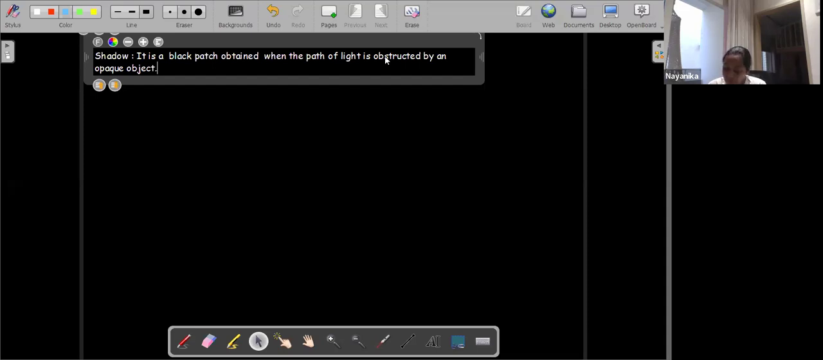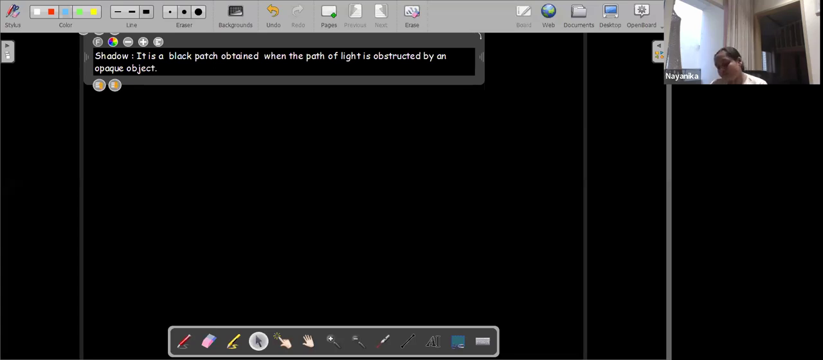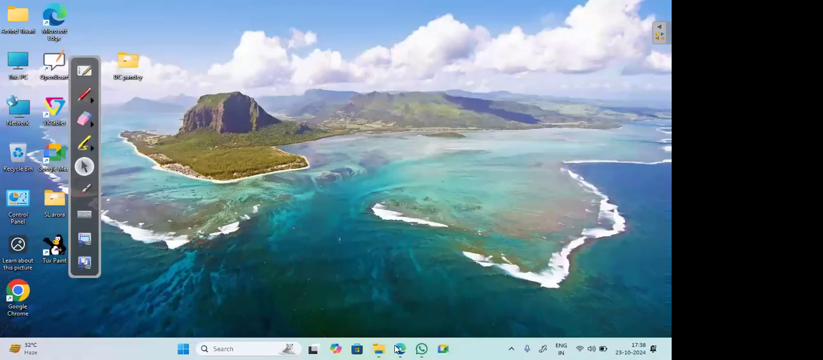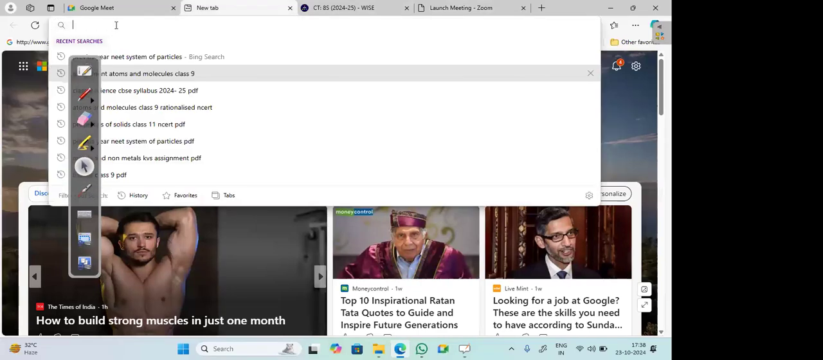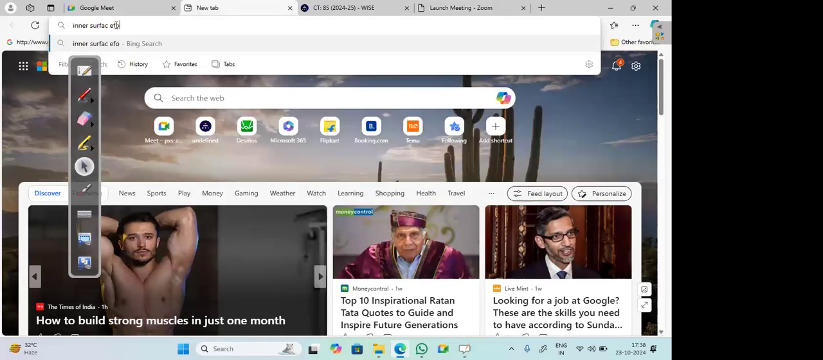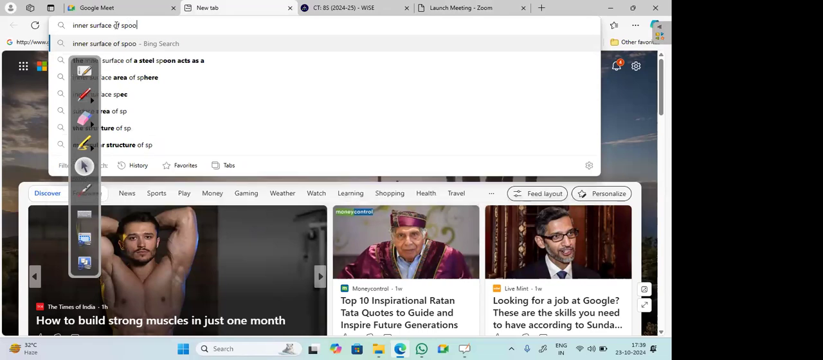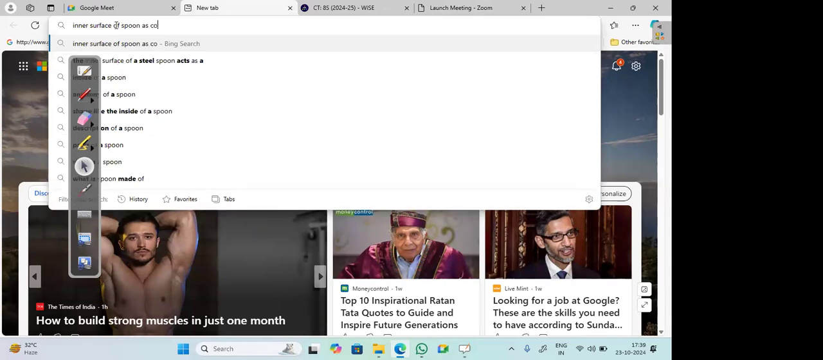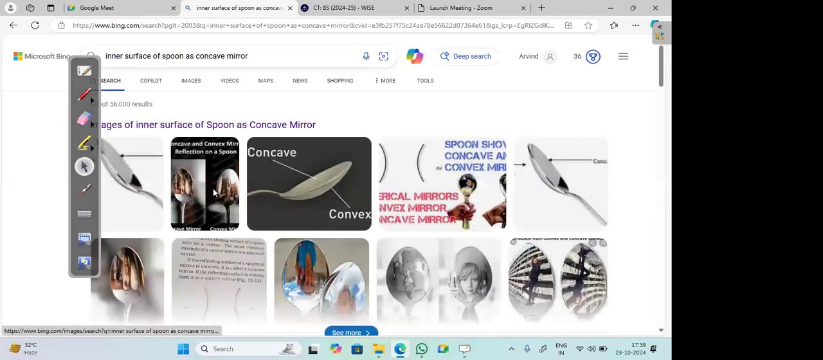If you observe your image in that spoon, you will observe it to be an inverted image. So just see how you will see your image in a spoon. You can just go to your kitchen and see this. Inner surface of spoon as concave mirror. So this is a concave mirror, and you observe your inverted image.